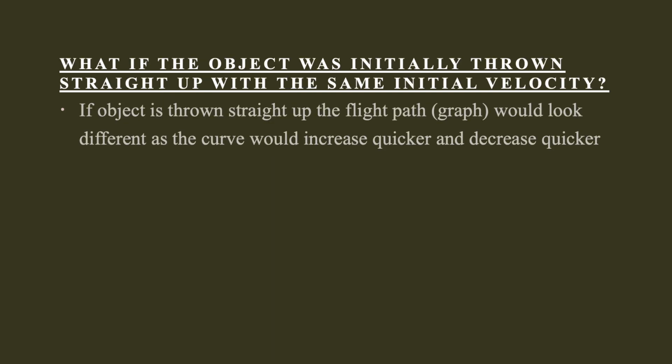And then finally, our last question. What if the object was initially thrown straight up with the same initial velocity? If this was the case, then the flight path would have been much different and it would have been a much shorter and steeper parabola. It would have increased the speed much, much quicker and gone to a much higher y component, but also a shorter x component. And then also it would have come down quicker in comparison to the ball that we have used now.